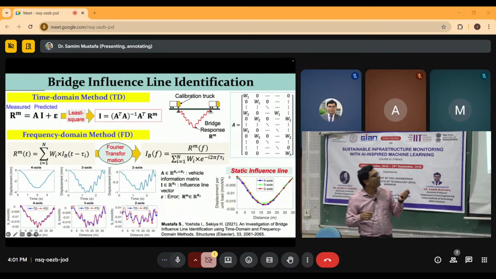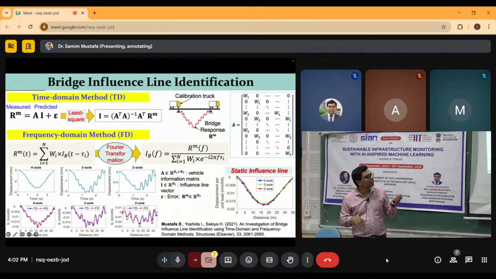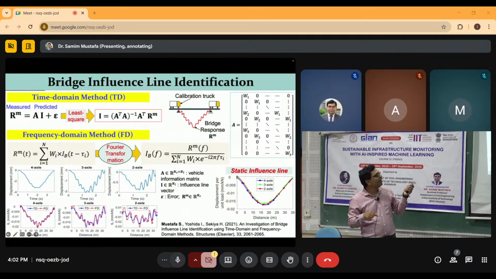This is the slide which discusses the influence line identification from real measurement. So what you need to do? First you need to run a calibration vehicle, as I said, with known axle weight. For example, I know the vehicle weight for this one, then I am running it. So this will be the measured response, which is known. Here A multiplied by I. Here I means the influence line, which is unknown. Again you need to identify this influence line. And A is the vehicle information matrix, which is this matrix.